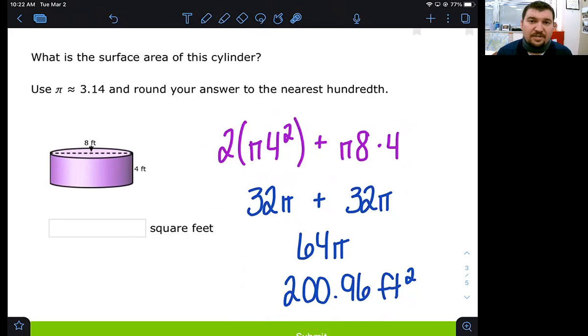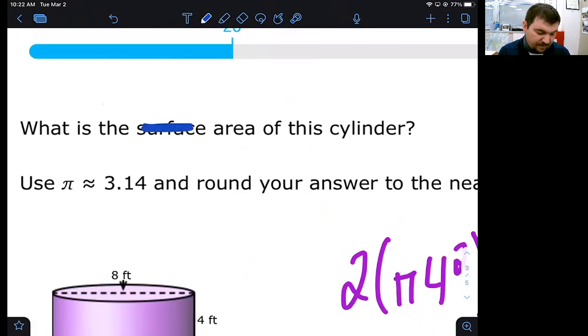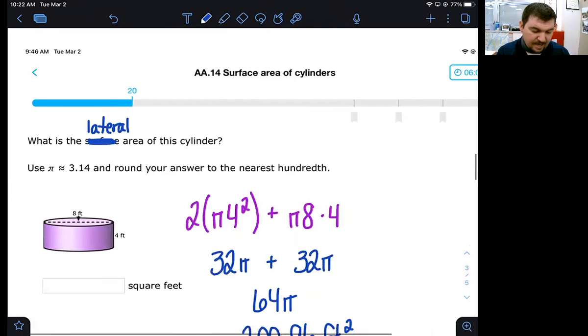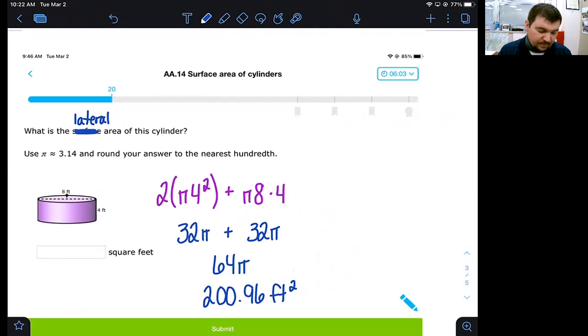Now, you'll have some questions on your 9.3 homework where instead of asking you to find the surface area, they're going to ask you to find the lateral area. Okay, we talked about that in class. The lateral area is just the area of the rectangle, not the 2 base circles. So if you get a question where it just says, what's the lateral area? You're shaving 2/3 of the work off the problem.